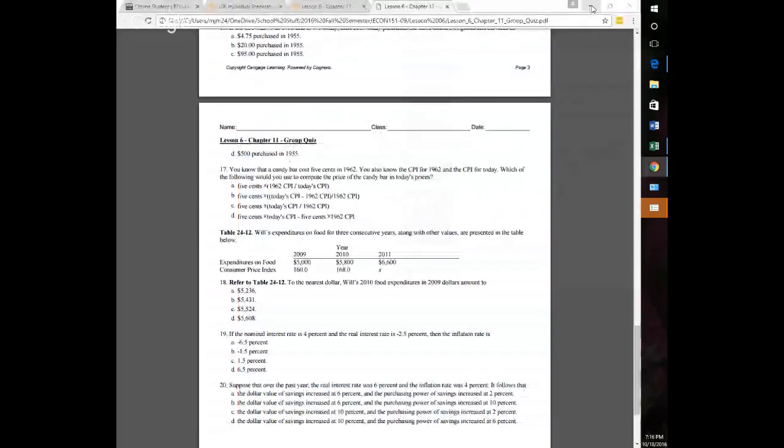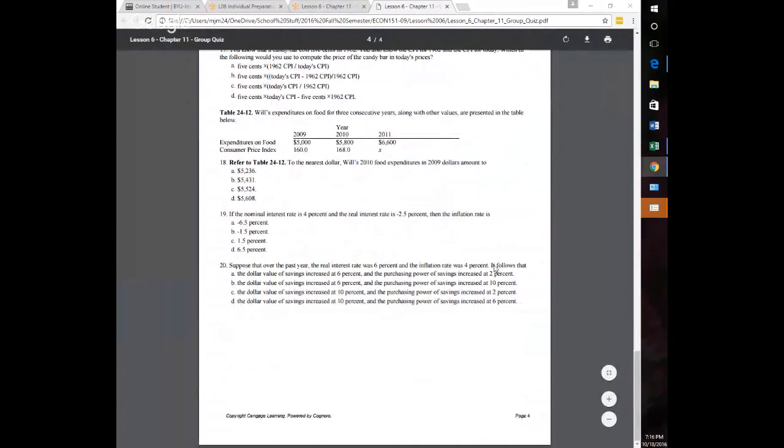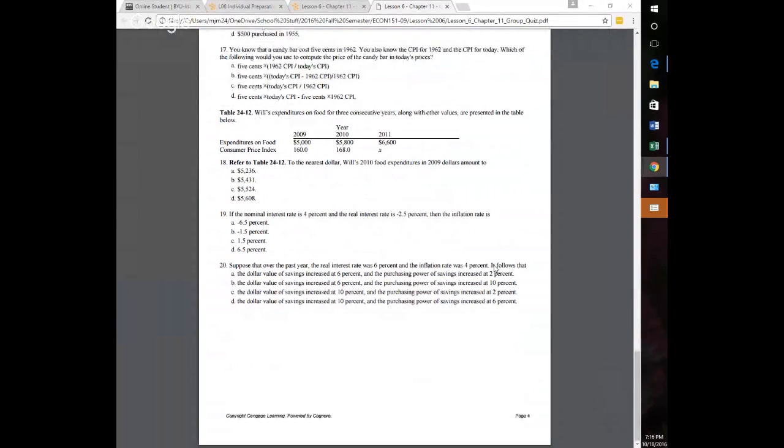Okay. I can do 19. If the nominal interest rate is 4% and the real interest rate is negative 2.5%, then the inflation rate is... I put B, negative 1.5%. I got D on that one. I got D.